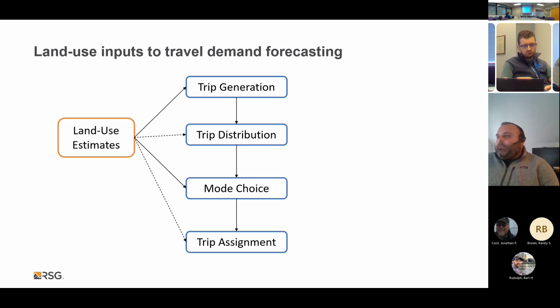So can anyone think of any examples of how land use might affect mode choice? If you have a trail in your backyard, you're more likely to bike or walk on that trail. Yep.